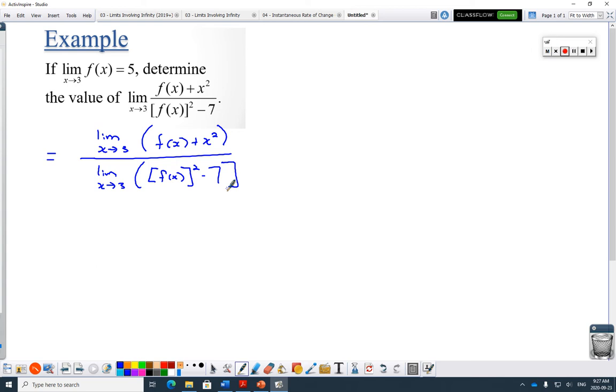I'm going to go one step farther. Limits can be distributed over addition. Instead of adding these 2 things in the numerator and then finding their limit afterwards, I'm going to find their limits first, and I'll add them later. So I'm going to find the limit as x approaches 3 of f at x plus the limit as x approaches 3 of x squared. And I'm going to do the same thing on the bottom.